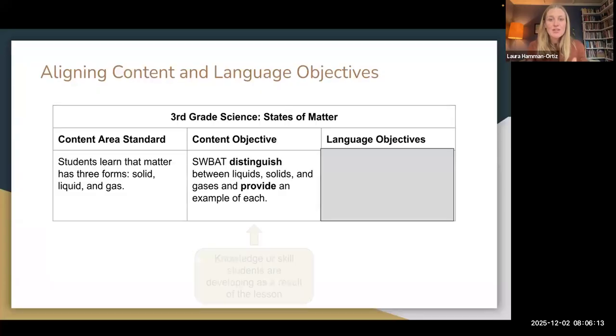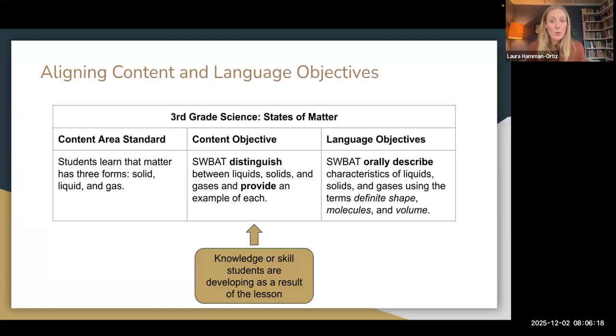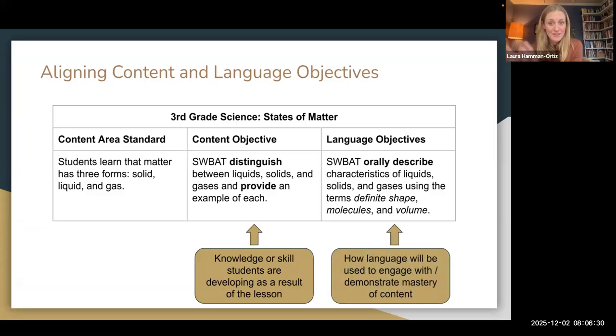And so what that looks like in terms of language is students will be able to orally describe characteristics of solids, liquids, and gases using the terms definite shape, molecules, and volume. And so here you see exactly how they're using language to accomplish the content task, right? There's specific terms I want them to be using, and they're going to be describing these characteristics using those terms, which helps them show me that they can distinguish between them and give examples. So the knowledge or skill and how language is being used.